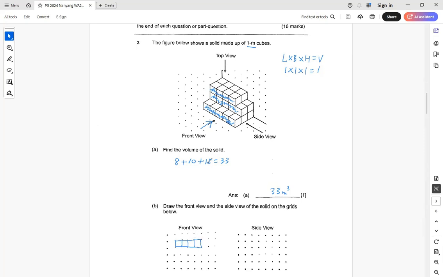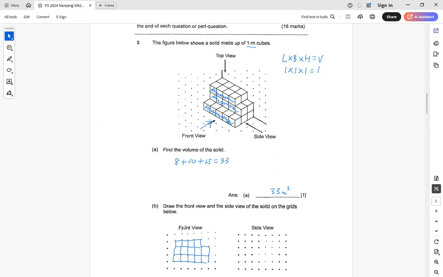The second layer has 5, right? So it will be from here. One more box. Okay, like that. So this one, 1, 2, 3, 4, 5. And then the third layer also 5. So I'm just going to draw the same length. One more at the third row. Okay, 1, 2, 3, 4, 5.